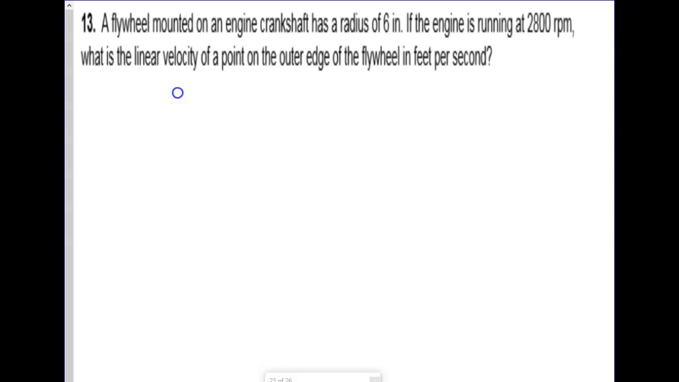All right, number 13. This is very much like the question that's on your test, so we should definitely look at 13. Okay, first of all, I don't know if any of these words are things. A flywheel is mounted to an engine crankshaft. Yes. Yeah? Okay. Good.